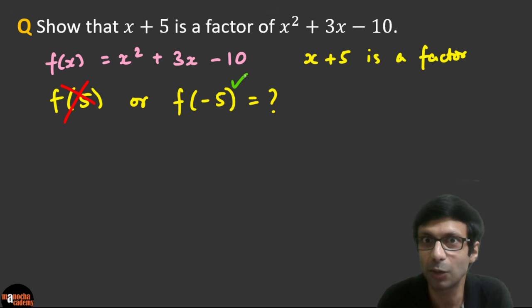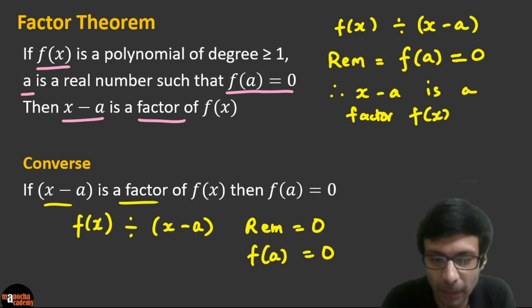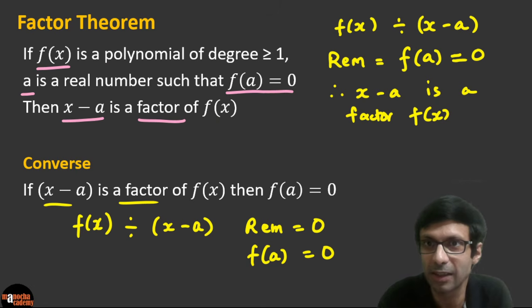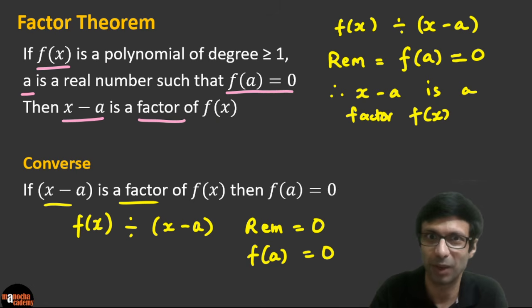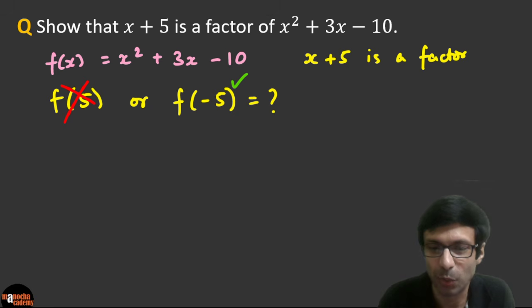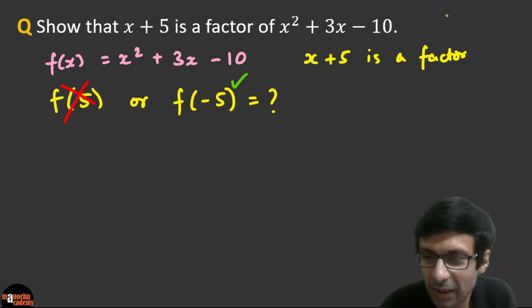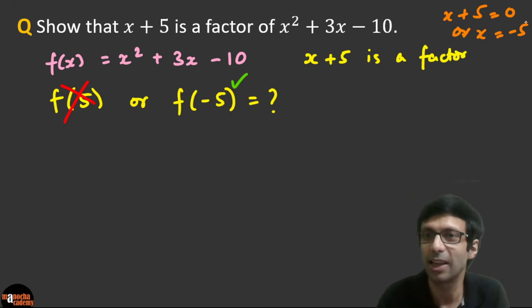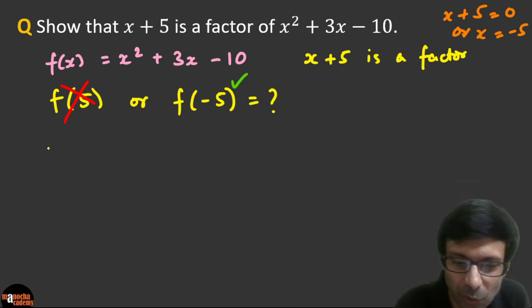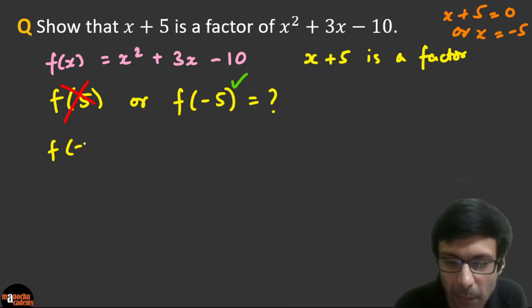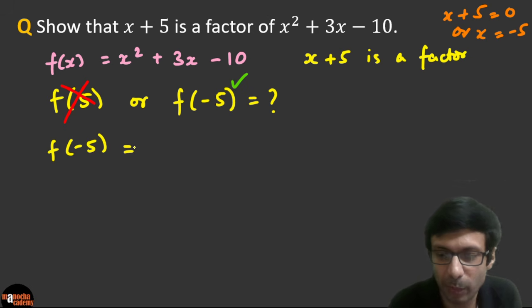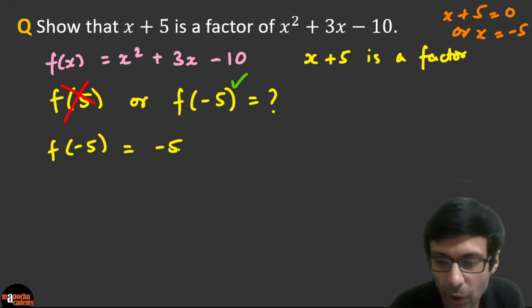We need to substitute minus 5 in the polynomial, because see the factor theorem carefully. If x minus a is a factor of f(x), then f of a is equal to 0, right? So x minus a means that minus sign is going away. Or basically you can take x plus 5 and use our trick that x plus 5 equal to 0. So therefore, we can say x equal to minus 5. We are setting the divisor always equal to 0. So we need to find f of minus 5 here. And let's see what that is going to be. So we'll substitute minus 5 into our polynomial.